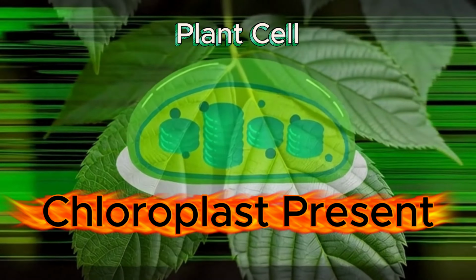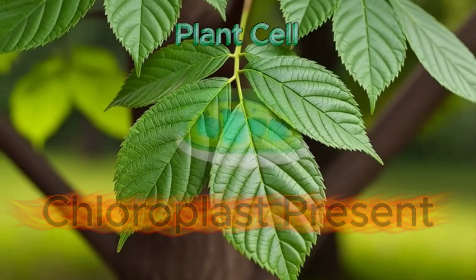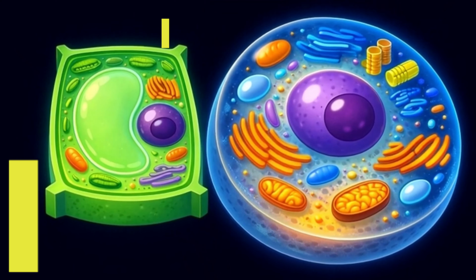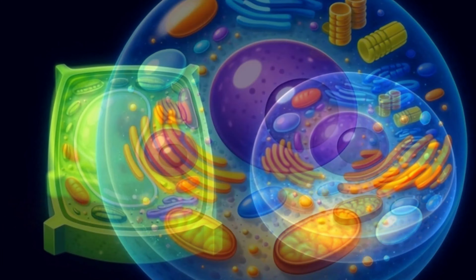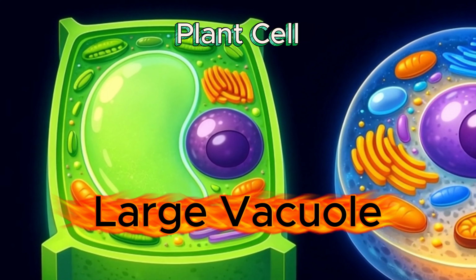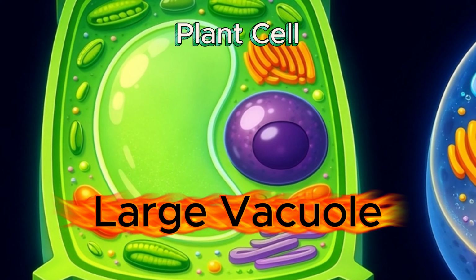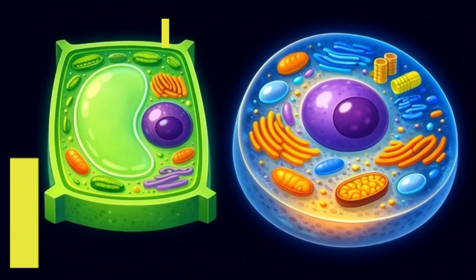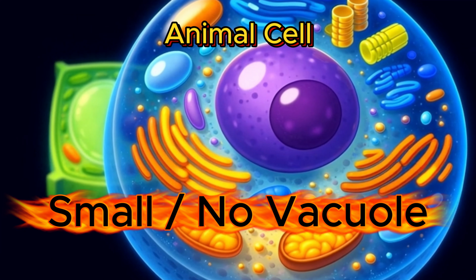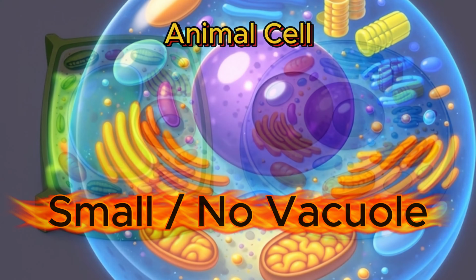Plant cells contain chloroplasts, which help in photosynthesis. Animal cells do not have chloroplasts. Plant cells usually have a large central vacuole for storage. Animal cells have small vacuoles or may not have vacuoles at all.